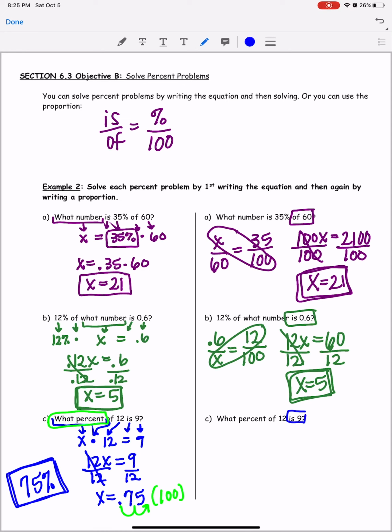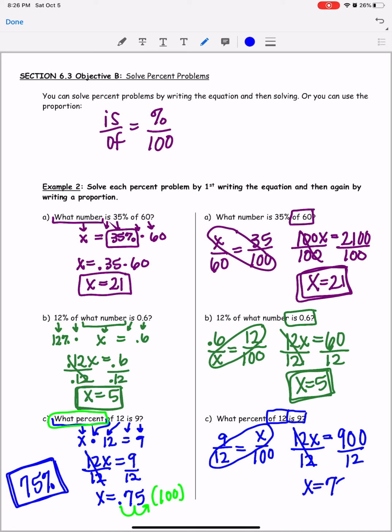So on C, what percent of 12 is 9? So here we have is 9. So that's going to go in place of my is. Of 12 means that's going in place of my of. This time I'm wanting to know what percent. So I've got x over 100. So cross multiply again. I'm going where the x is. So we've got 12x equals 9 times 100 gives me 900. And then divide by 12. And we get x is 75. And so again, what percent? So we'll call that 75%.